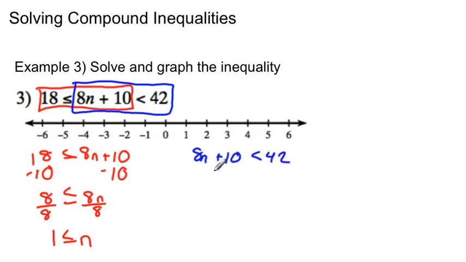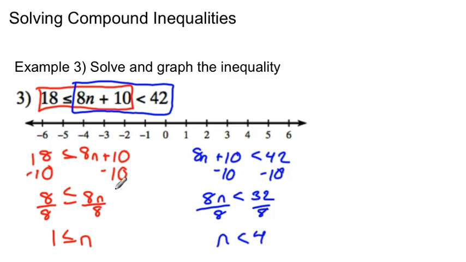And now I solve that just as I've solved the others. I find that 8n is less than 32. Divide both sides by 8. And n is going to be less than 4. Now I want to graph these. I'll graph them both in red.